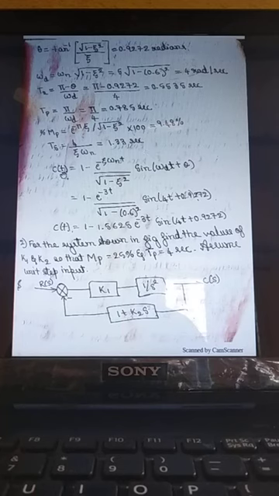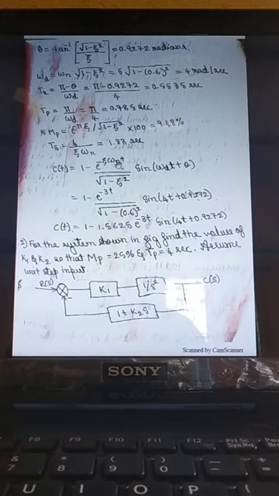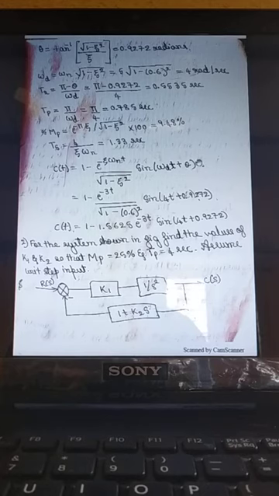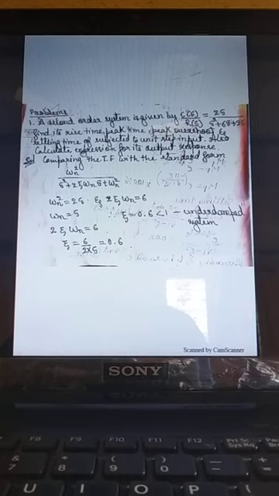C of t is equal to 1 minus e to the power of minus zeta omega n t divided by square root of 1 minus zeta square, into sine open bracket omega d into t plus theta close bracket. This is the C of t you can see here, the expression for its output response.